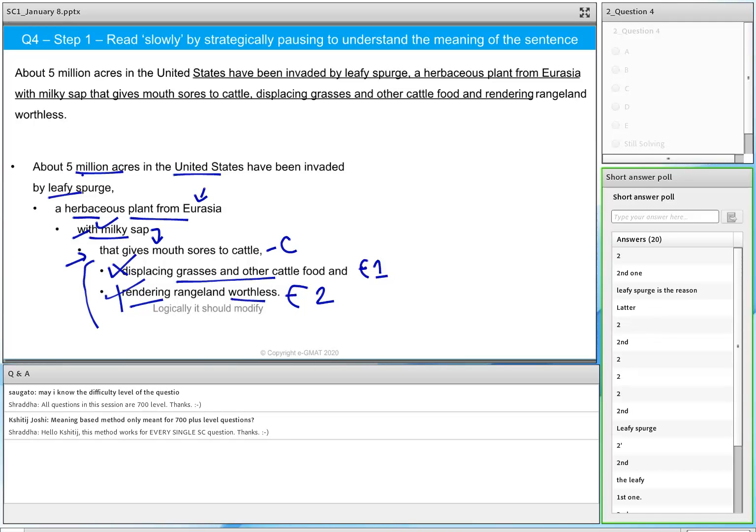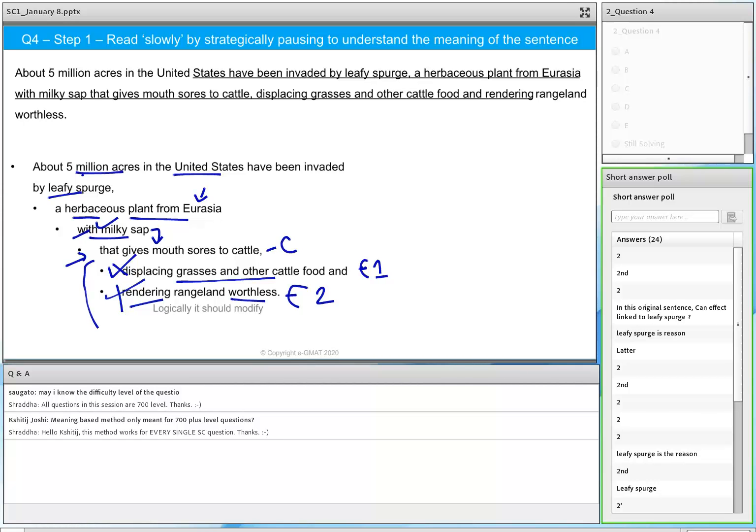Absolutely right. See, I just asked you a question, and when you compare the two scenarios, then you tell me that yes, that's what makes sense, that because leafy spurge displaces all the grasses and the cattle food, that's why the grazing grounds become useless, because the sentence has already said that milky sap gives mouth sores to cattle. Right? So the cattle will not go out and eat leafy spurge, because when they chew leafy spurge, the milky sap comes out in the process of chewing, and that milky sap leaves mouth sores.